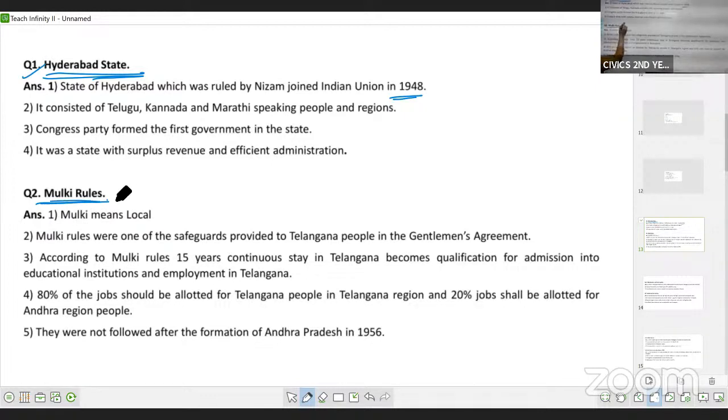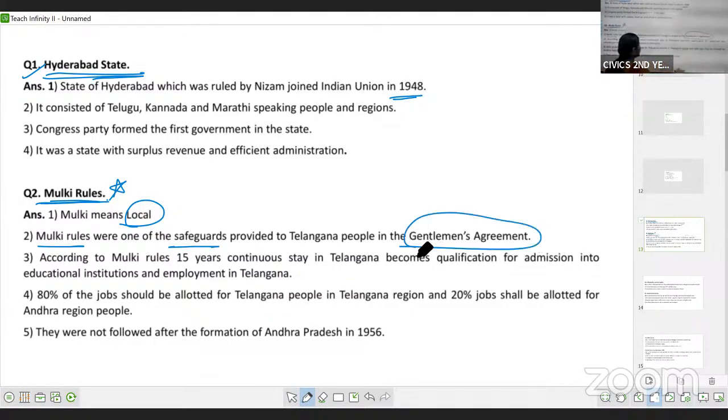Next is Mulki rule. This is the most repeated, important question. Mulki means local. The word Mulki means local. So this Mulki rule is one of the safeguards given to the Telangana people in the gentleman's agreement. We know that after the gentleman's agreement was signed between the Telangana and Andhra regions, Andhra Pradesh was formed. So in the gentleman's agreement, Mulki rule was a safeguard given to the people of Telangana.